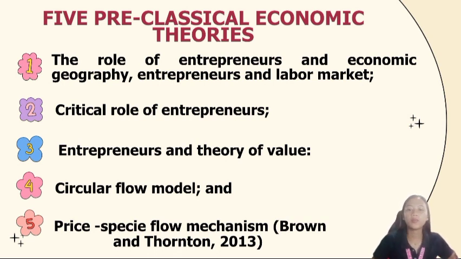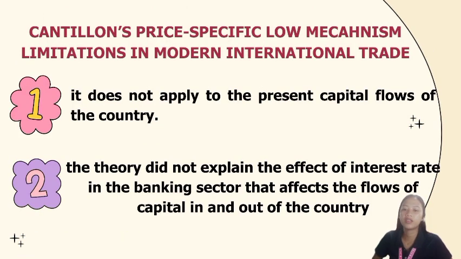Now, the price-specie flow mechanism's limitations in modern international trade. There are two limitations in the price-specie flow mechanism. The first one is that it does not apply to the present capital flows of a country. The mechanism may not fully capture the complexity of modern capital flows.